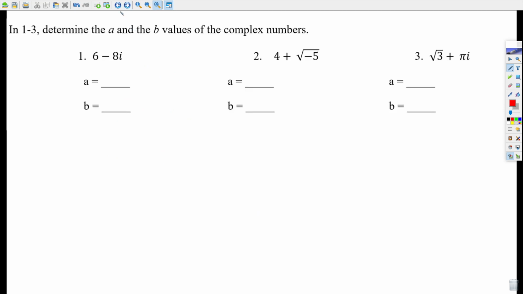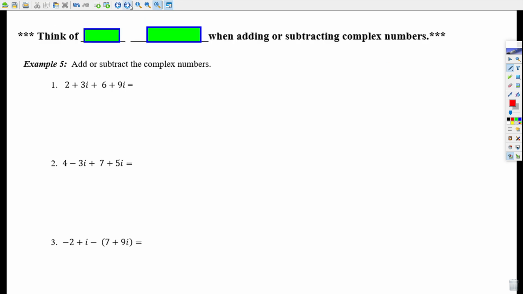Okay, so there is a huddle for you to try. It's pretty simple. You're just doing the a and b values of what you have here. And then we're going to move on to something a little different.